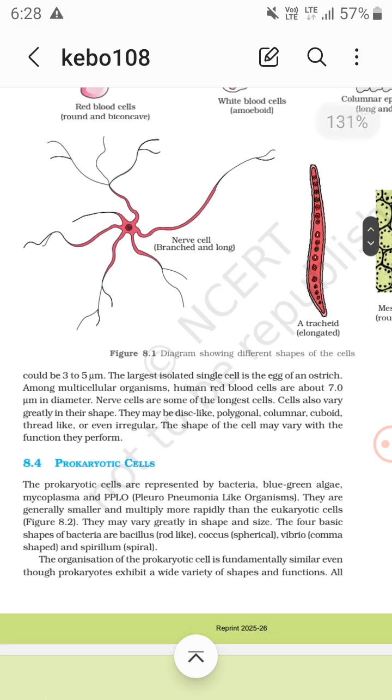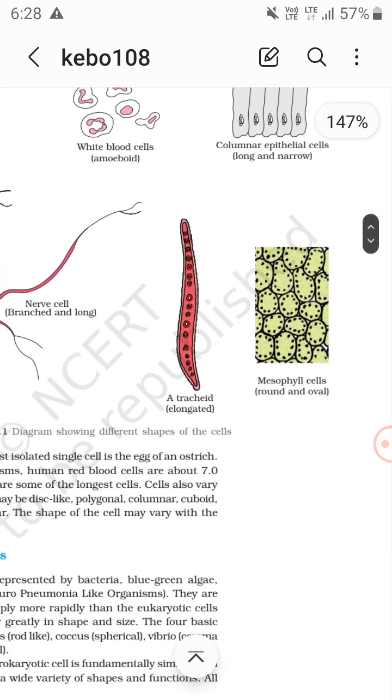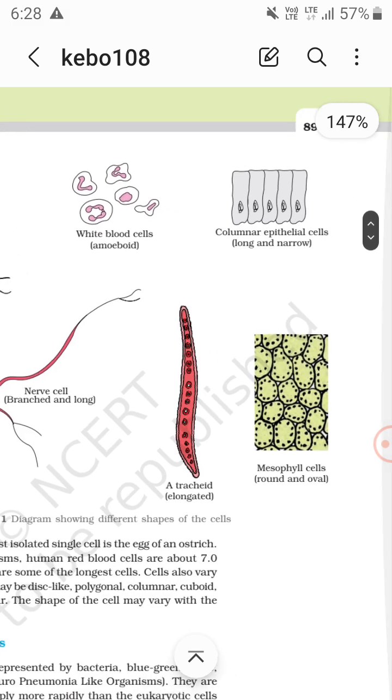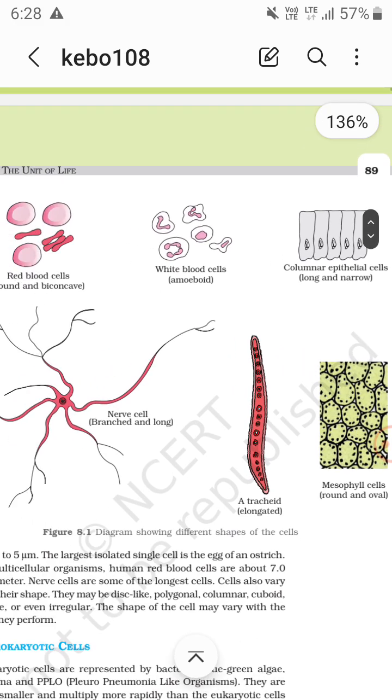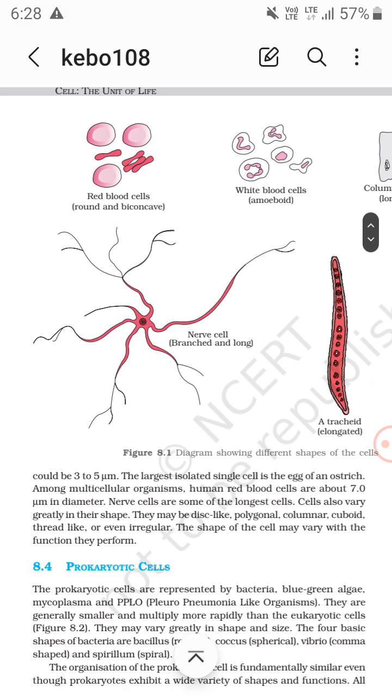Now nerve cells, these are branched and long, tracheid, it is elongated. Mesophyll cells, they are round and oval. Columnar epithelium cells, these are long and narrow. White blood cells, these are amoeboid. Red blood cells, round and biconcave.